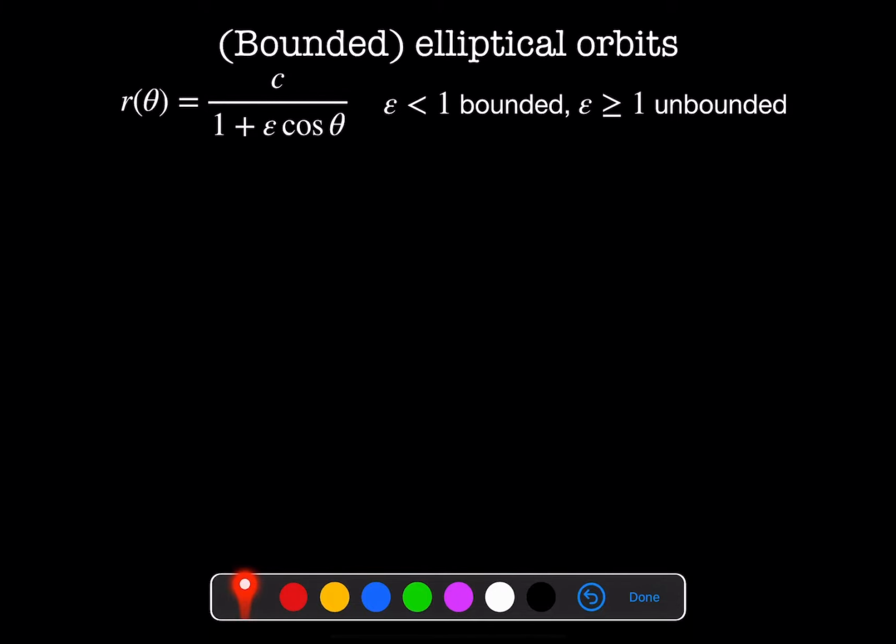So let's focus on the first case where we have a bound orbit. The distance of closest approach, R min, is equal to C divided by 1 plus epsilon. So why is this? The largest this term down here can be is when cosine theta is at its largest, which is at 1. When this is at its largest, R of theta is going to be at its smallest. And equivalently, R max is going to be C divided by 1 minus epsilon.